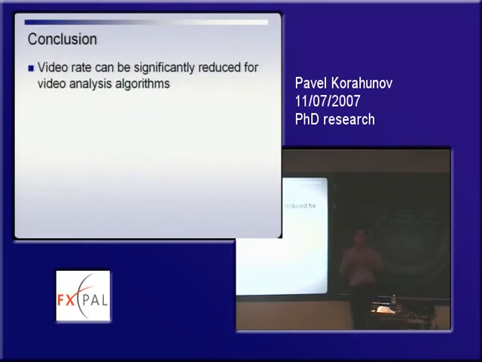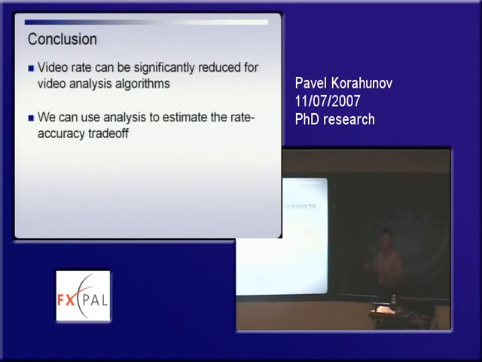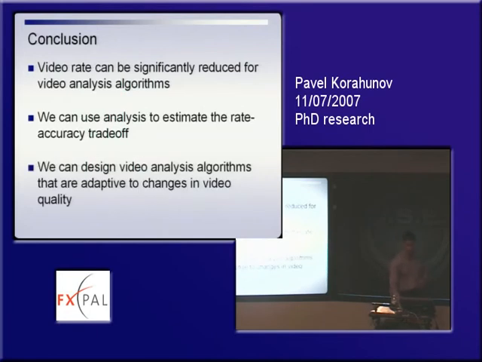So the point is that video bitrate can be reduced significantly for certain video analysis algorithms, and hopefully for many. We also can use analysis to estimate this trade-off between rate and accuracy of the algorithm. If we know some information about the algorithm and something about the video, which we call video features, we can analytically reduce the number of experiments we have to run. And we also can design video analysis algorithms which are adaptive to changes in video quality. So this is very important.